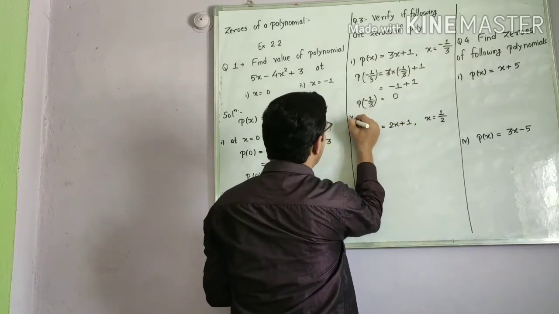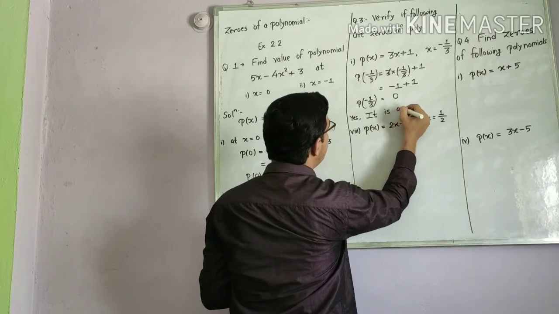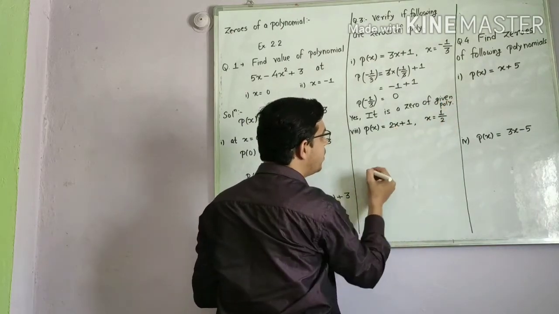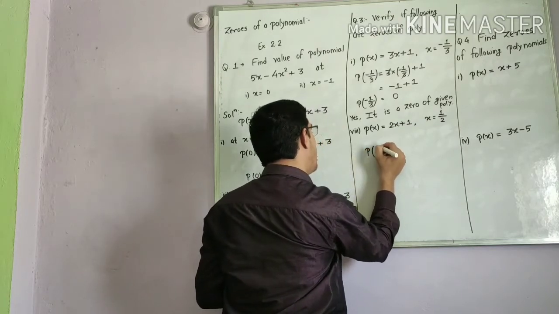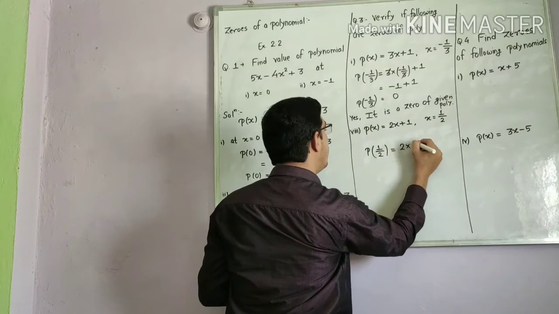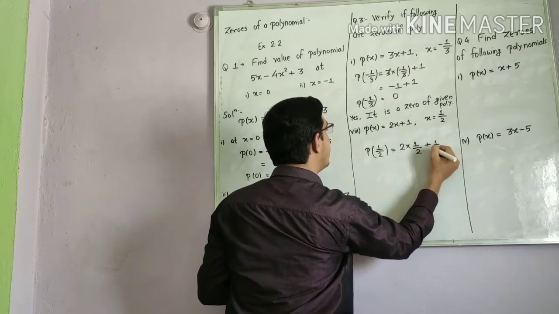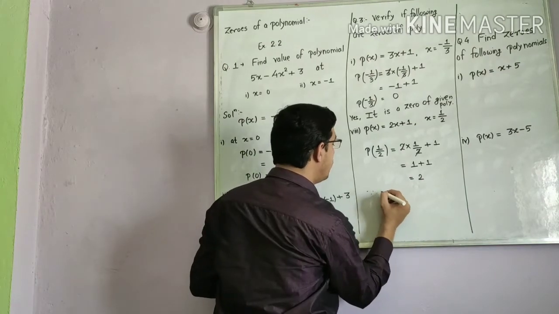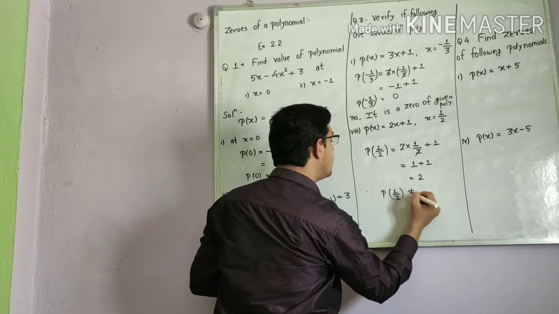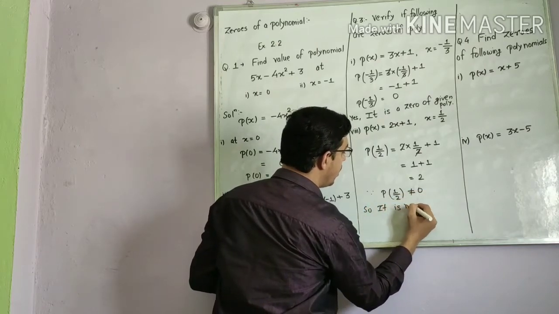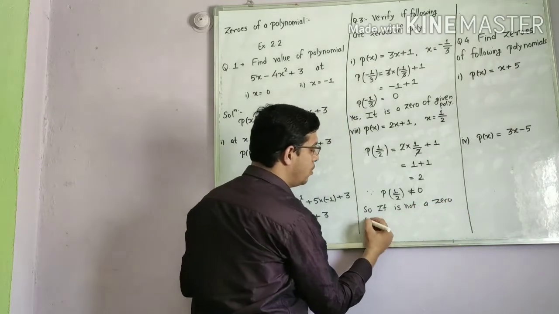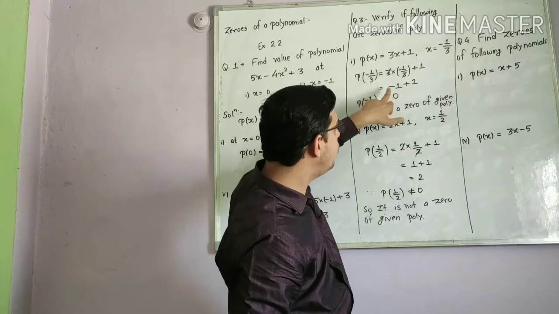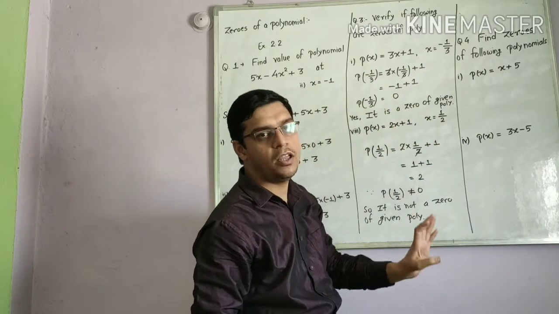So yes, it is a zero of the given polynomial. Same thing we have to check here. Here the value of x is 1 by 2. So p of 1 by 2 is equal to 2 into, in place of x, 1 by 2 plus 1. This 2 and 2 will cancel. 1 plus 1, that is 2, which is not equal to 0, because p of 1 by 2 is not equal to 0. So it is not a zero of the given polynomial. Meaning whatever value is given, put that value back in. If 0 comes, then it is a zero of the given polynomial; if 0 does not come, then it is not.